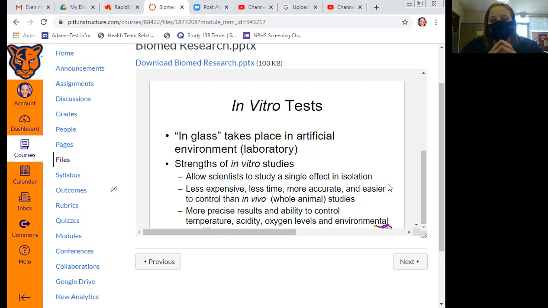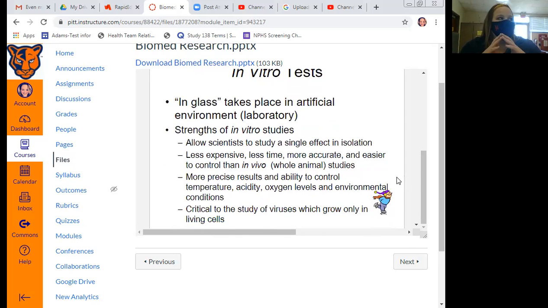It's less expensive and takes less time than testing on the whole body. So instead of testing on my whole body what a new lotion does, I'm just going to test on a sample in my in vitro studies. And because we're controlling the environment, our results are pretty spot on because there's not a lot of variables. If I'm controlling the temperature, the humidity, the oxygen, every detail of this culture, which is our sample, then there are no variables. So the results are pretty accurate.